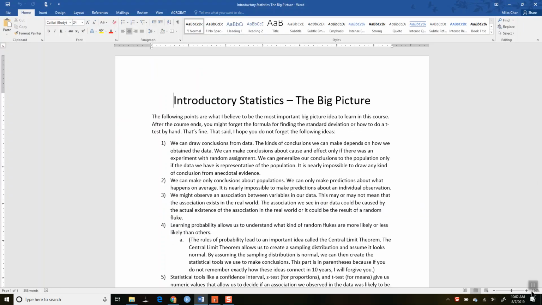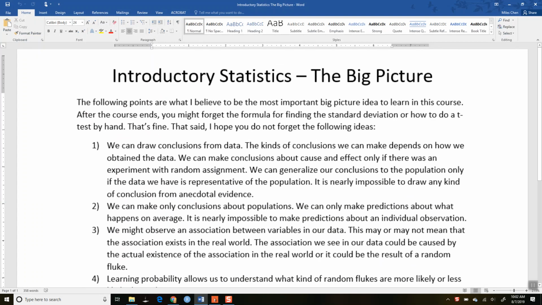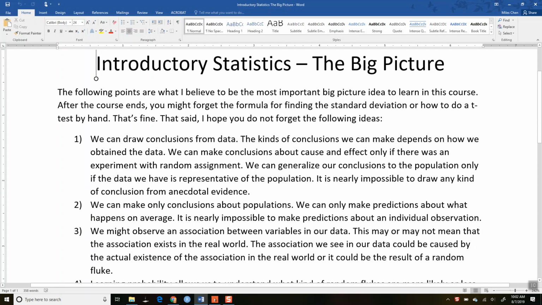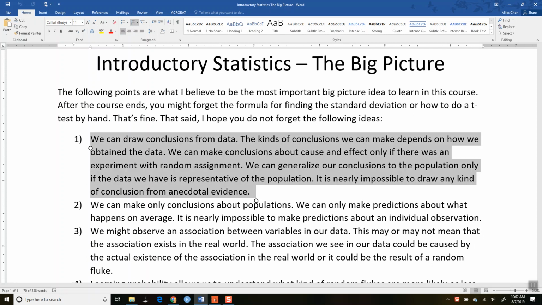Right, so on Monday, we introduced the course, and we talked about some of these big picture concepts, and we covered a lot of the stuff in this first big picture.